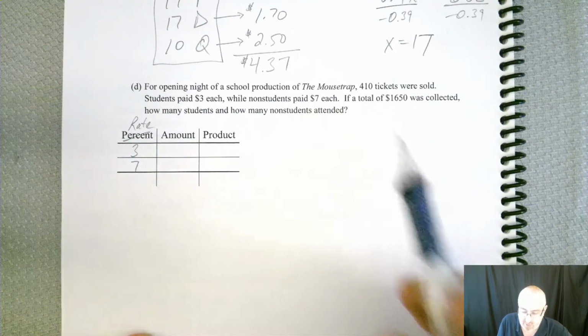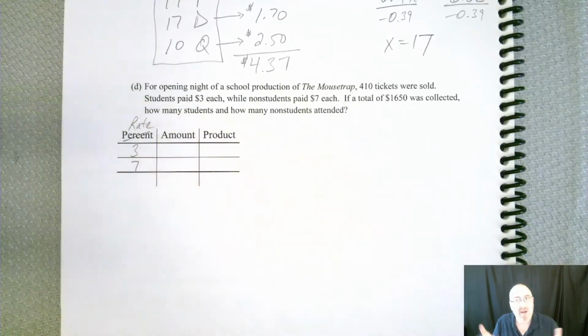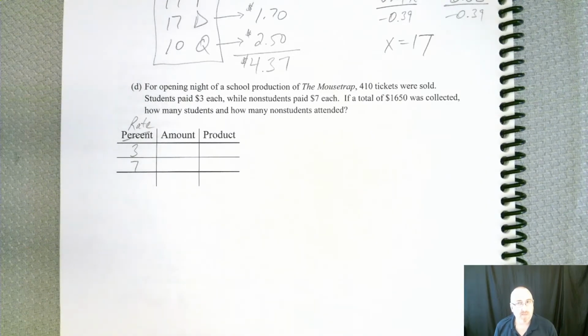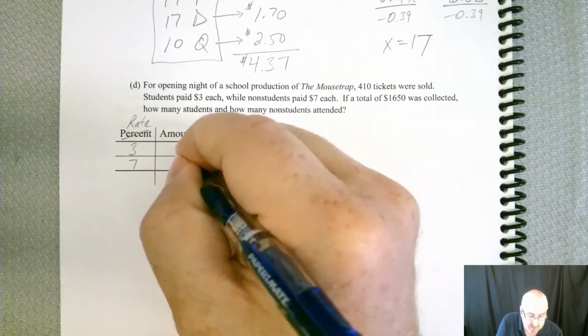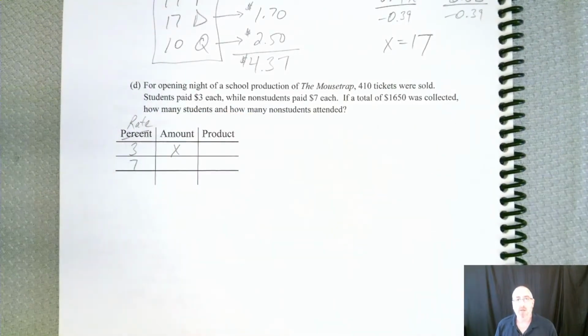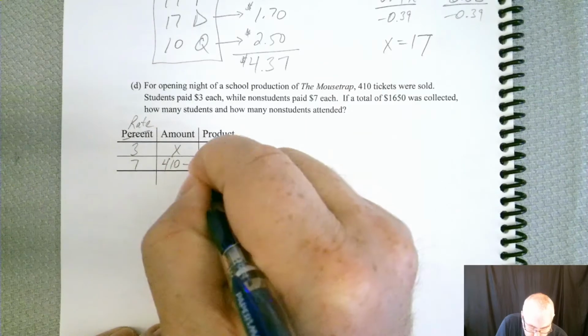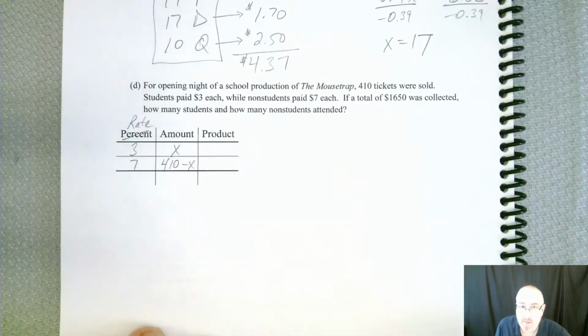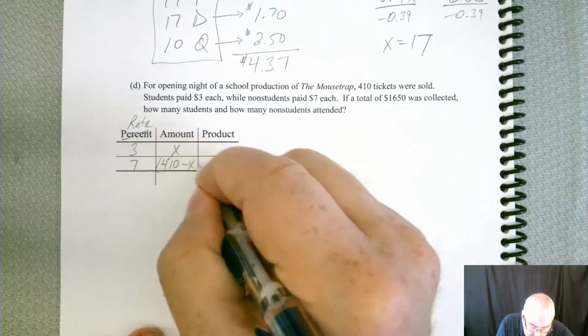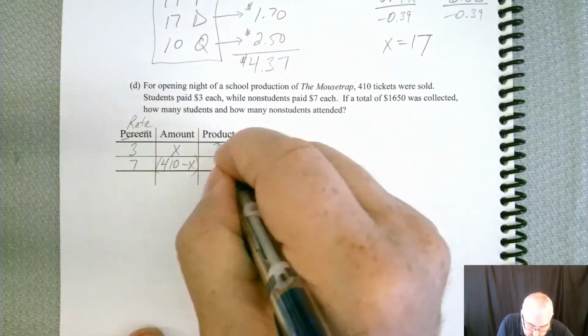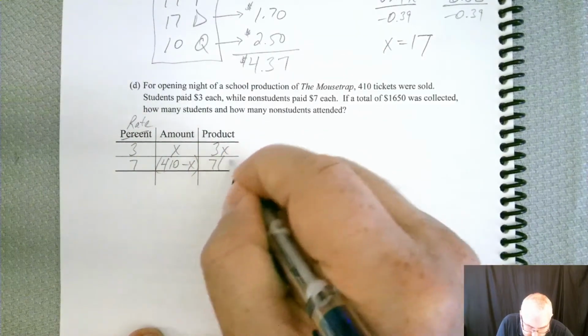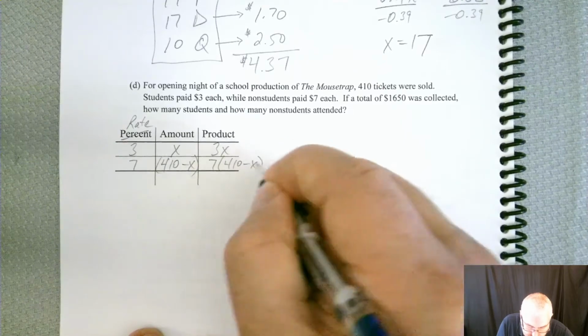Now, we have a total of 410 tickets were sold, but we got to split it into two quantities. So how should we split it? Very similar to what we've seen already. If one of them is X, what's the other one? We have to subtract it from the total. So 410 minus X. And so now we can get our products. So 3x and 7 times 410 minus x.